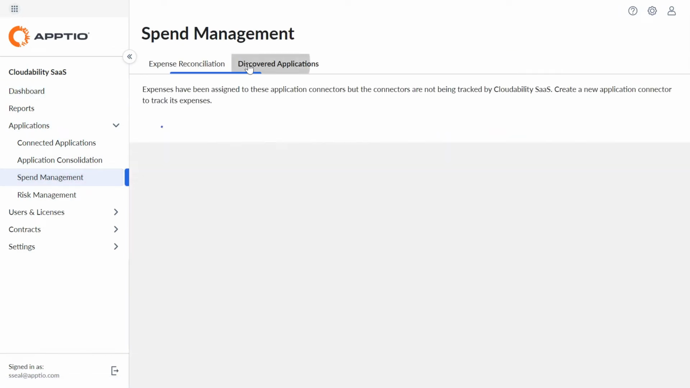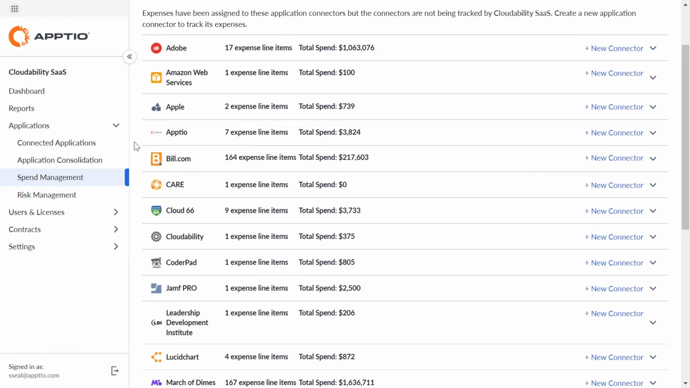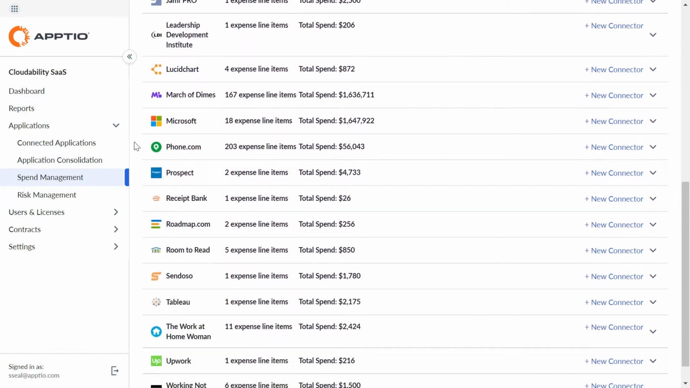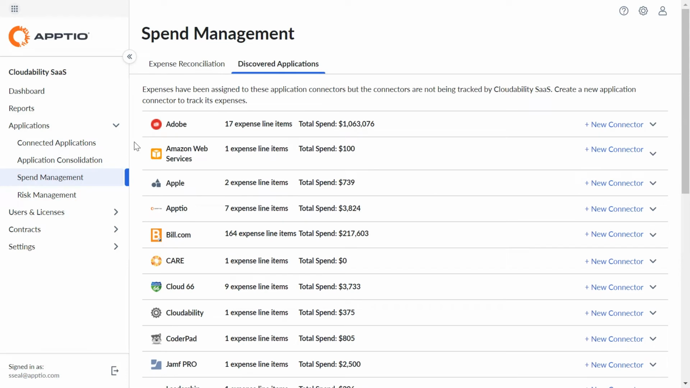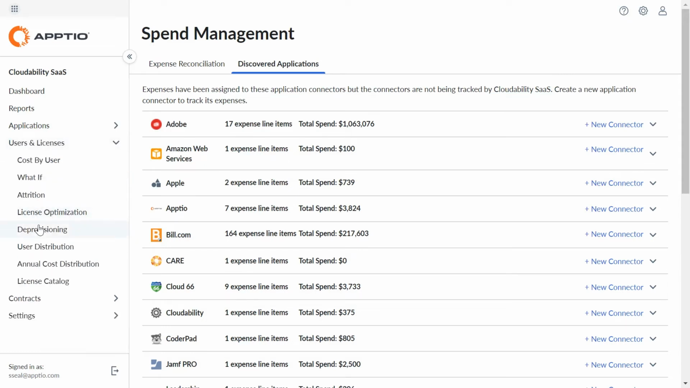Cloudability SaaS can solve the challenge of discovering what SaaS applications you are paying for across the organization. The platform collects this information through a combination of aggregating usage data from your SSO provider, by connecting directly to public APIs for each SaaS product, and through integration with your expense management systems.